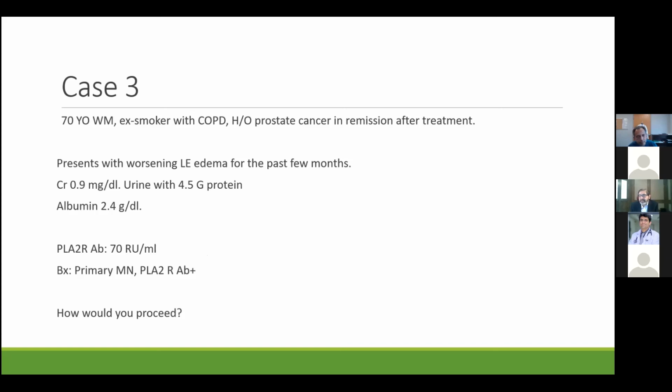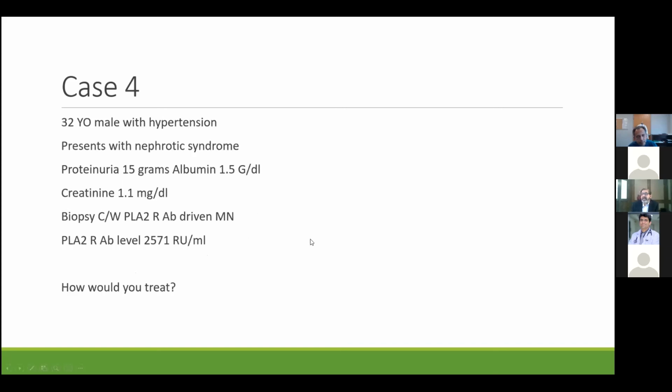Okay. Next case is a 32-year-old male who presents with nephrotic syndrome. Proteinuria is 15 grams. Albumin is 1.5. Creatinine is 1.1. Biopsy is consistent with PLA2R antibody-driven membranous. PLA2R antibody level was 2571 relative units per mL. So how would we want to treat this patient? Takers?